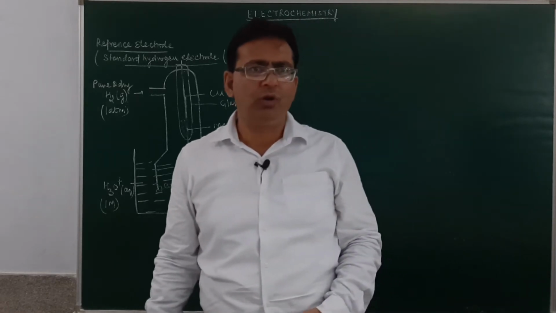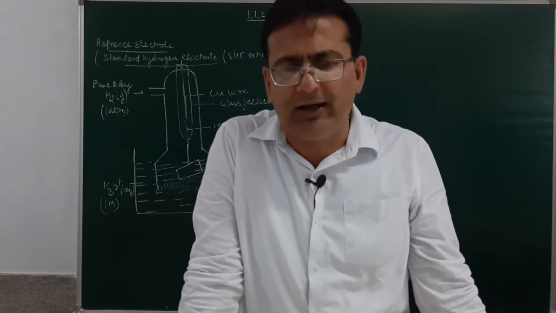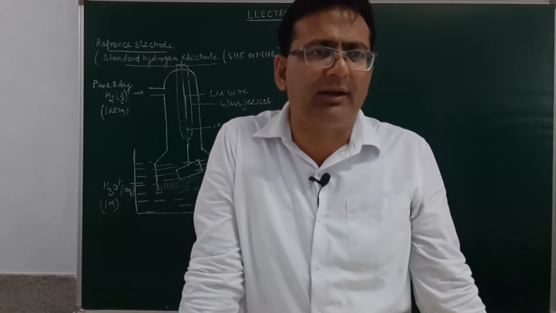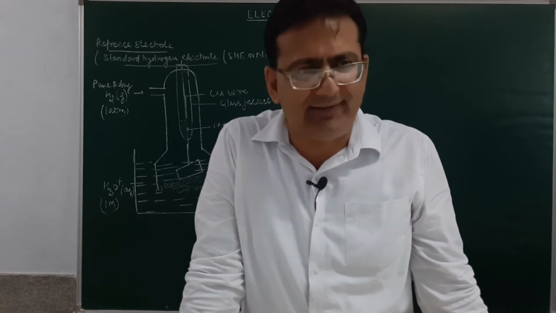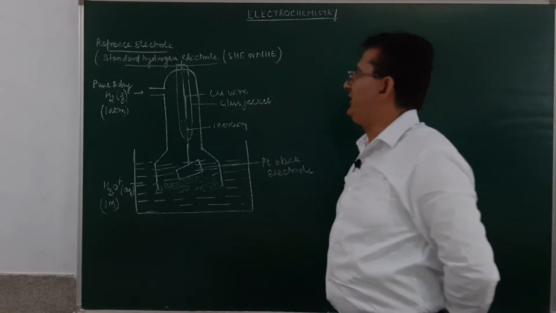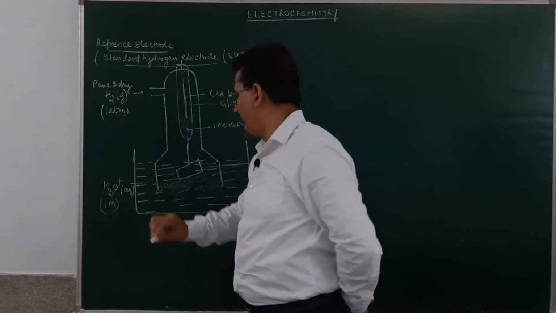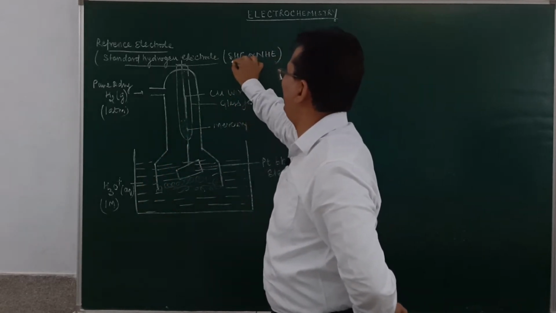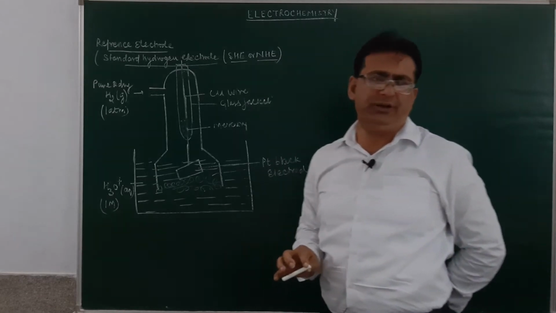Am I clear? It is not possible to determine the electrode potential of a single electrode. It has to be connected with another electrode whose potential is known to us, and that electrode is known as a reference electrode. Now, as per our syllabus, the reference electrode to be discussed is the standard hydrogen electrode, abbreviated as SHE, or the normal hydrogen electrode, NHE.